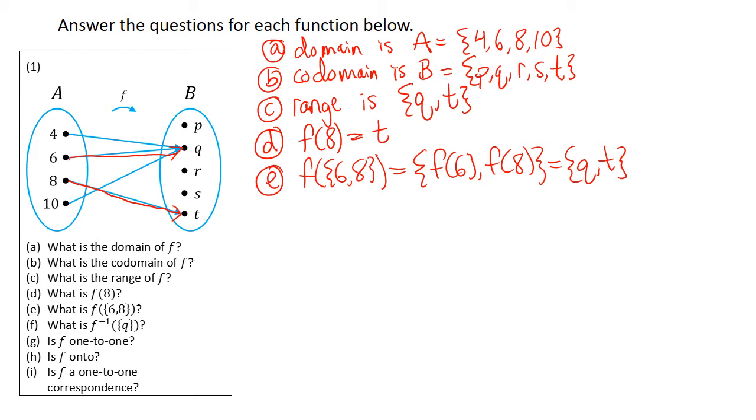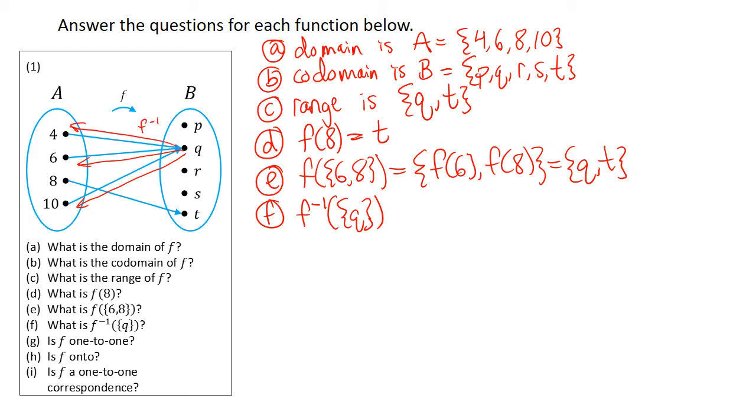Okay, and then for the next one, part F, what is f inverse of the set containing Q? Or in other words, what is the inverse image of the set containing Q? So for this, you want to look backwards from Q. So you want to look back from Q to wherever Q came from.